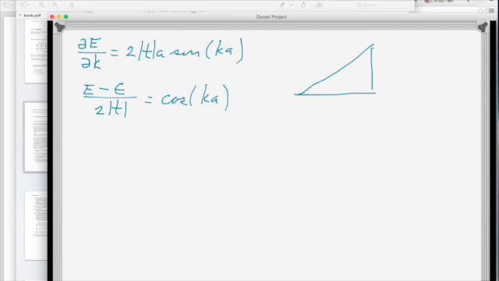So if this is cosine Ka, (E minus epsilon) over 2t, this is 1, this is the square root of 1 minus this stuff squared, 1 minus the quantity (E minus epsilon) over 2t, squared. Right, that's sine Ka, right?